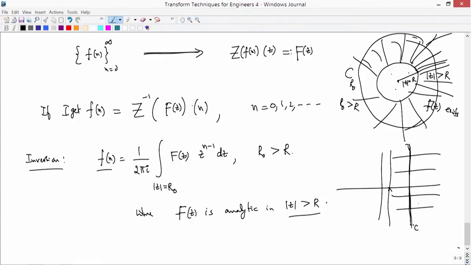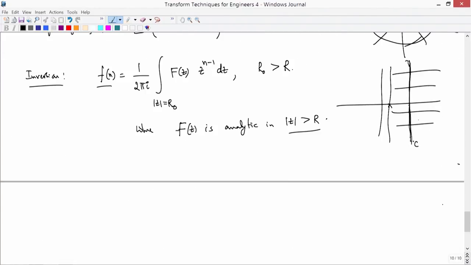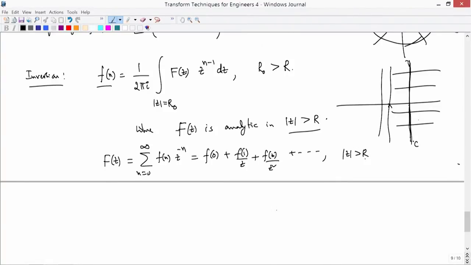This you can easily see by complex function theory, just by writing f of z. You know that this is the z transform of f n, with n from 0 to infinity. So this is f of 0 plus f1 by z, plus f2 by z square, and so on. This is valid for mod z greater than r, that is the assumption.